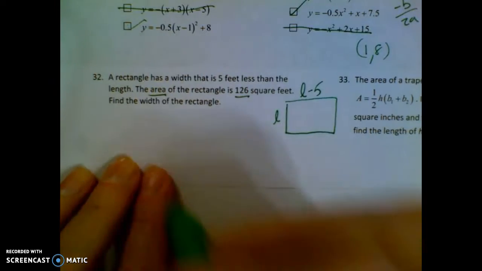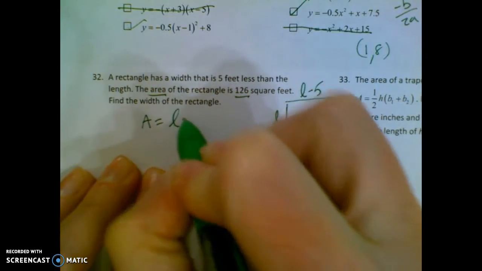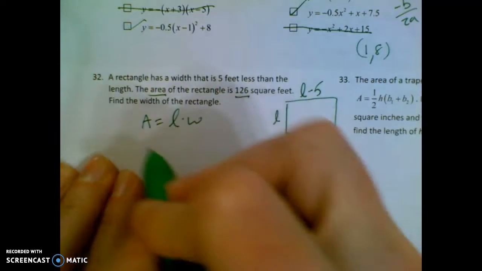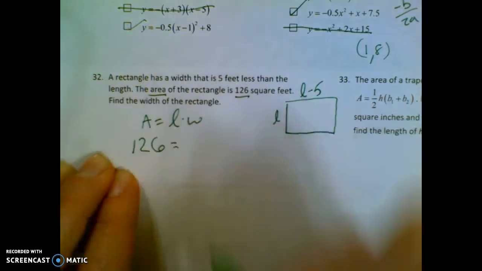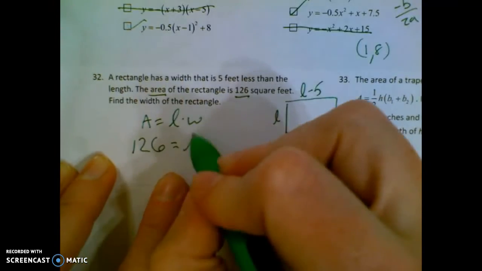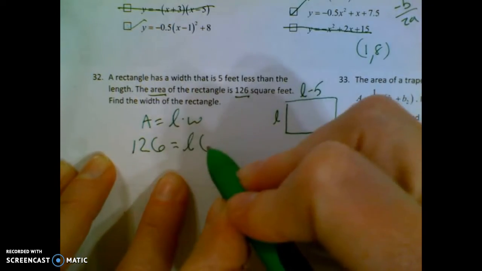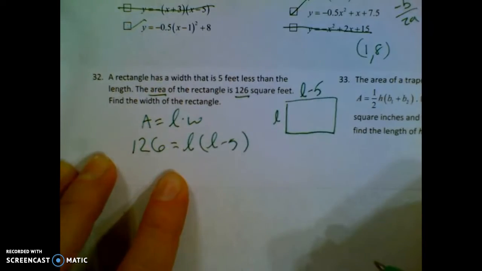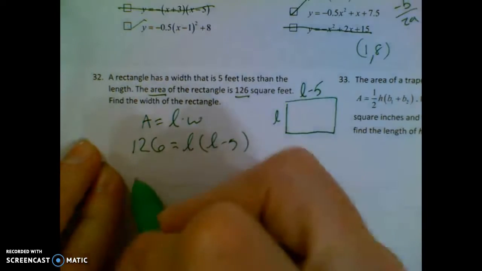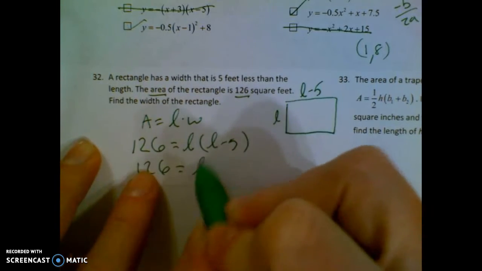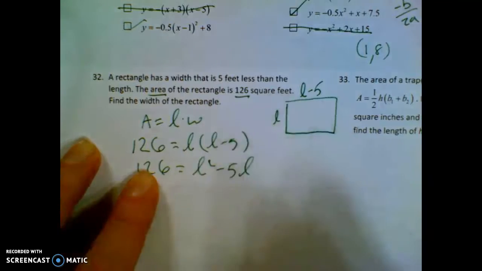So I need to set up an area formula. So area equals length times width. Well, if area is 126, I know 126. L is still L, and W is now L minus 5. This is just a basic quadratic. I'm just going to multiply straight through. So 126 equals L squared minus 5L.